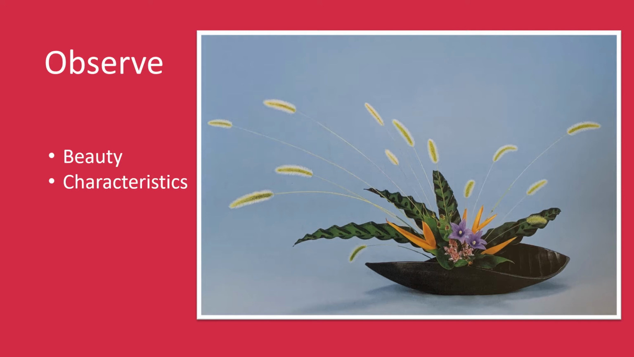Flowers have different characteristics. So you can see floating line in the foxtail grass. You can see the point at the end of the foxtail grass. You can see the surface of the calathea leaves. You can see the mass of the center arrangement where you have the Japanese bellflowers and the heliconia and the Japanese toad lily. So those are all characteristics of flowers which we will discuss later.